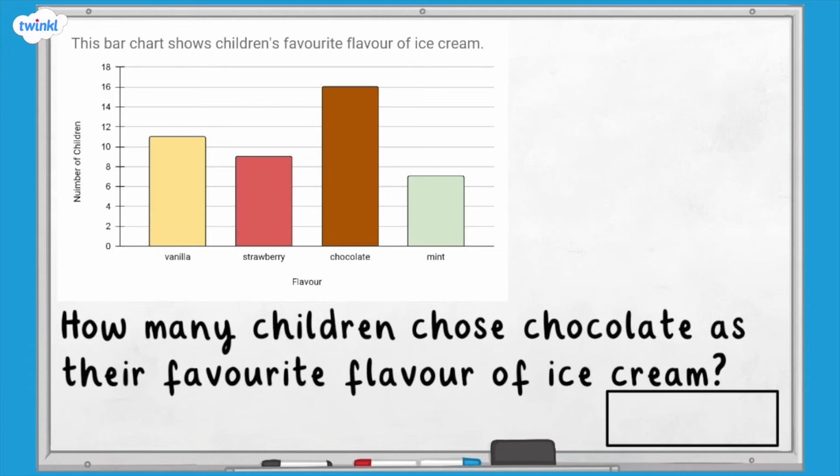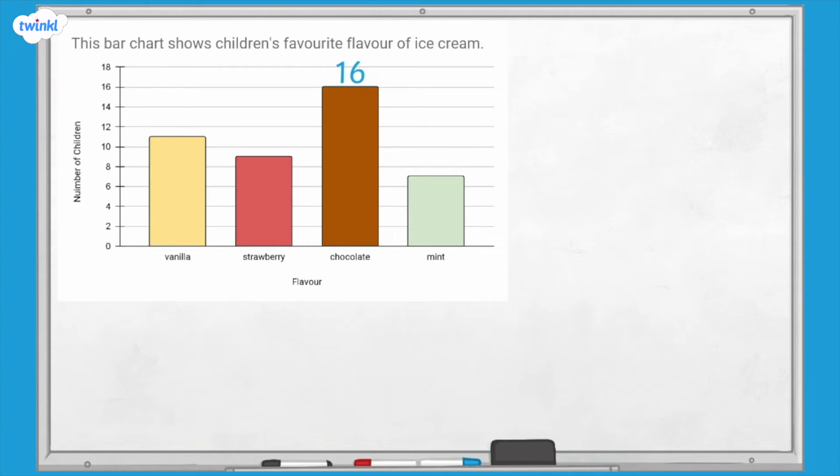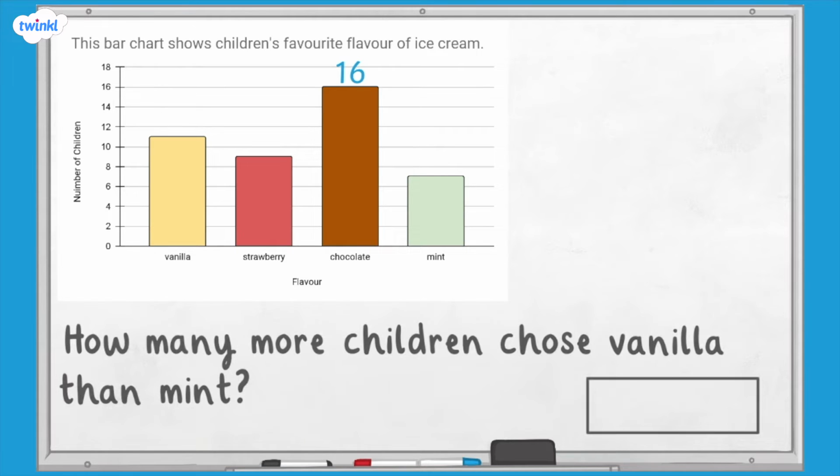How many children chose chocolate as their favourite flavour of ice cream? First, we find the bar that represents chocolate ice cream, and then we identify the value of the height of the bar. It's a good idea to use a ruler or a straight edge to make sure we read from the chart accurately. We can see that 16 children chose chocolate as their favourite flavour. We can label the bar with 16 because we might need this data again later.